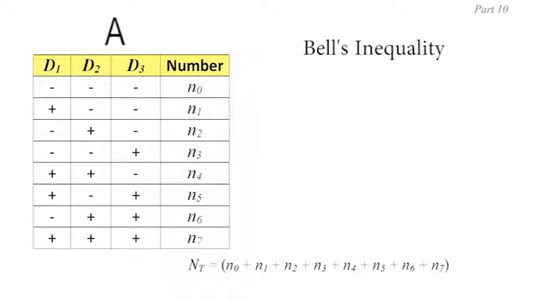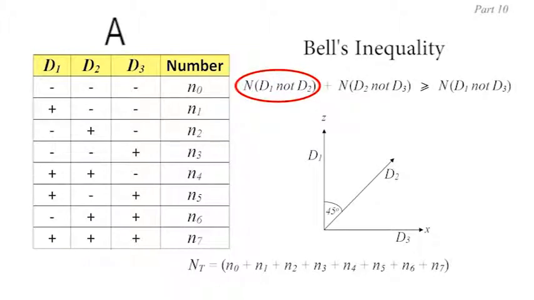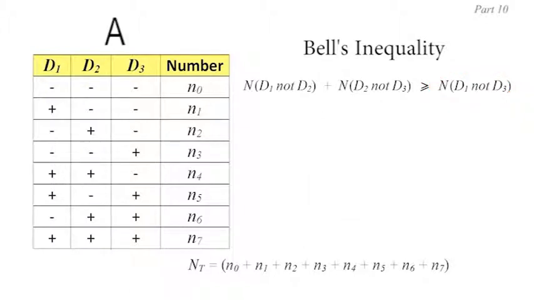Bell's inequality was then written as the number of A electrons with information for a positive D1 but not a positive D2, plus the number of A electrons with information for a positive D2 but not a positive D3 must be greater than or equal to the number of A electrons with information for a positive D1 but not a positive D3. If, however, we divide this whole equation by the total number of electron pairs created, NT, we essentially have Bell's inequality in probability form.